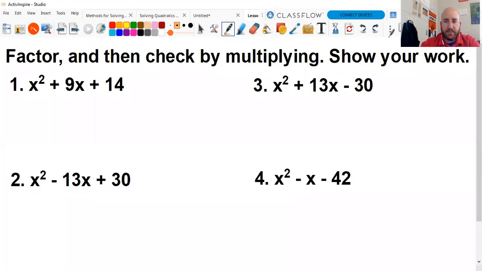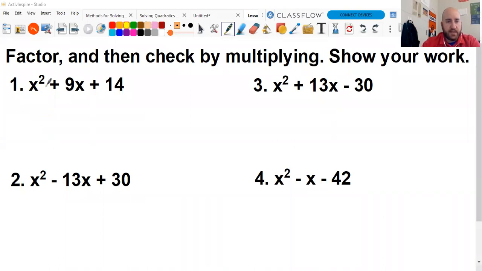All right, let's look at some examples. So I've got one example each of plus, plus, minus, plus, plus, minus, minus, minus. It says factor and then check by multiplying, show your work. I'm not necessarily going to check these. If you want to, that's okay.